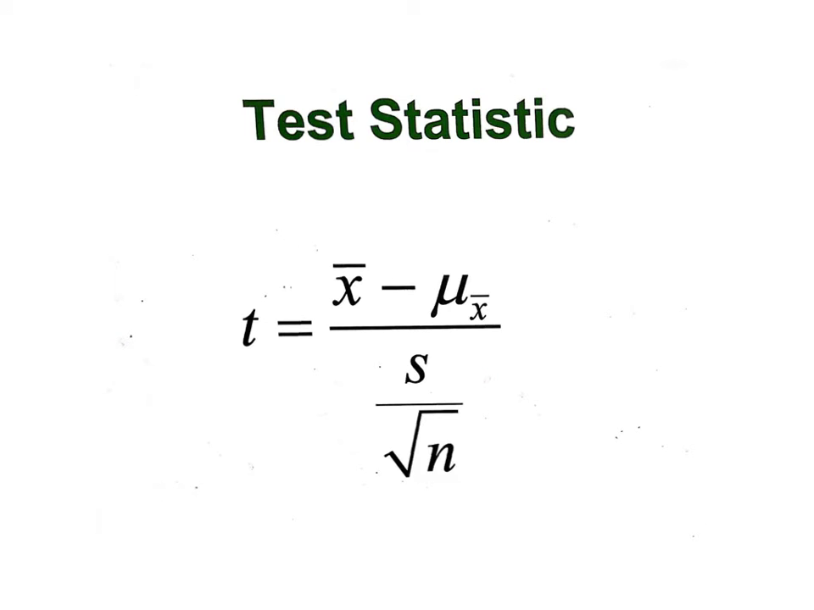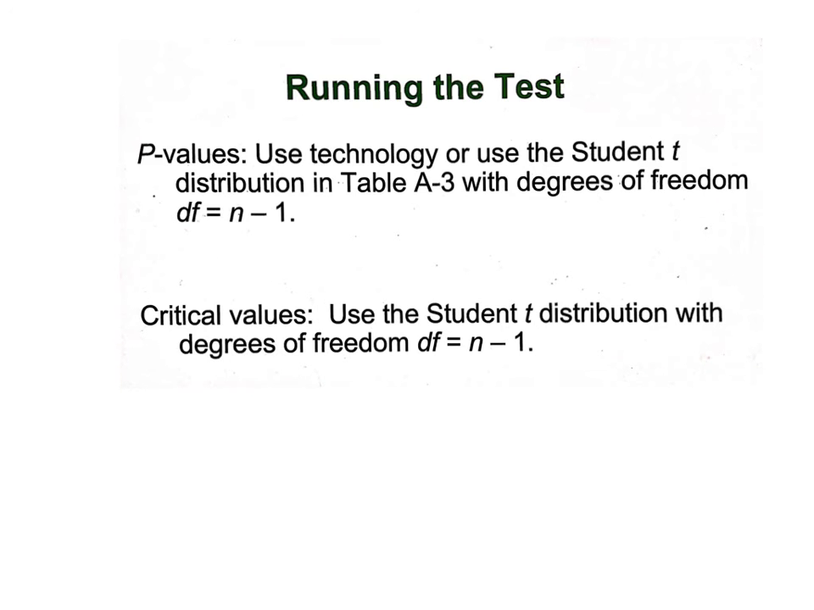Test statistic: the t-stat is x bar, or the sample mean, minus the population mean, over the sample standard deviation, which is s, over the square root of the sample size, which is n. Running the test, we're going to do p-values using our t-distribution. Degrees of freedom, remember, are n-1 until you're told otherwise. Critical values also use the student t-distribution, degrees of freedom n-1. We're going to do both p-values and critical values, but they count more because they're going to give you the same result every time.